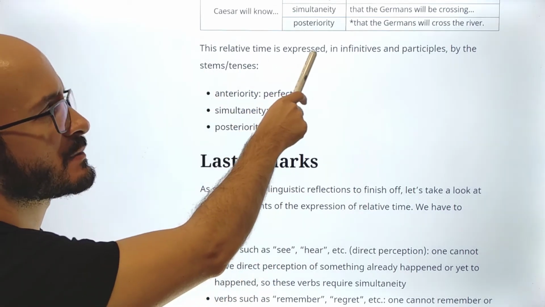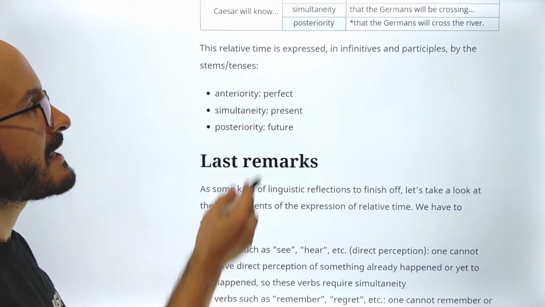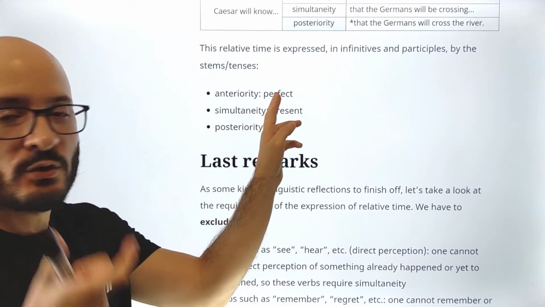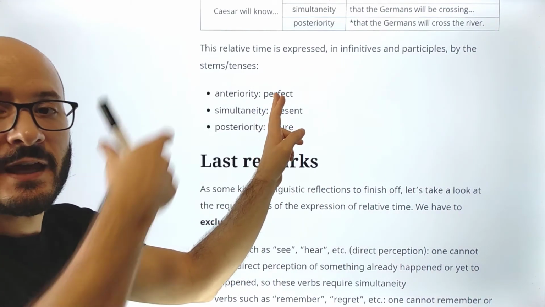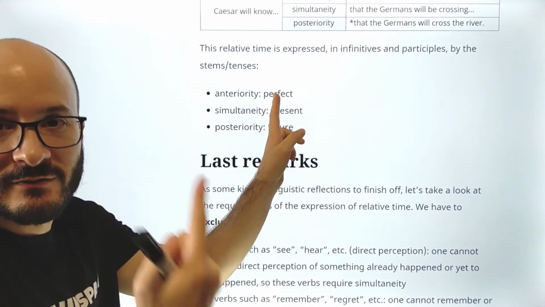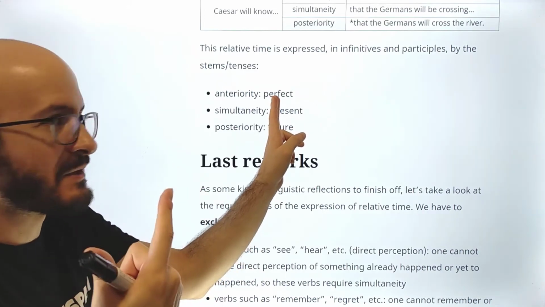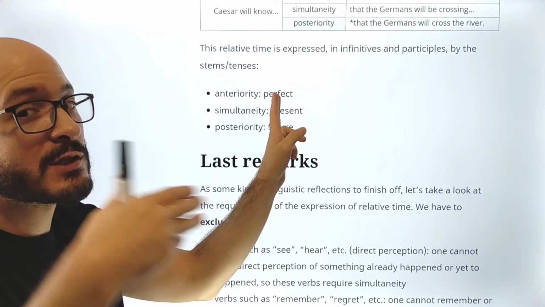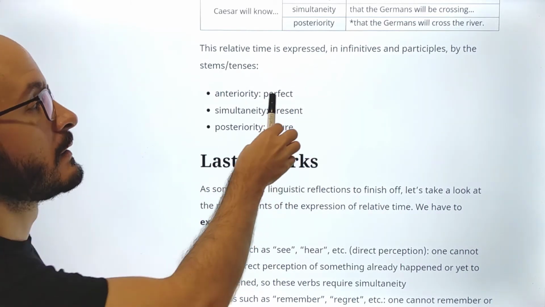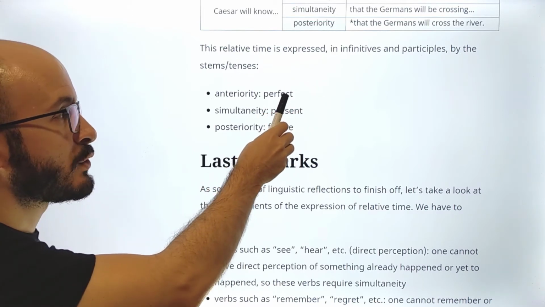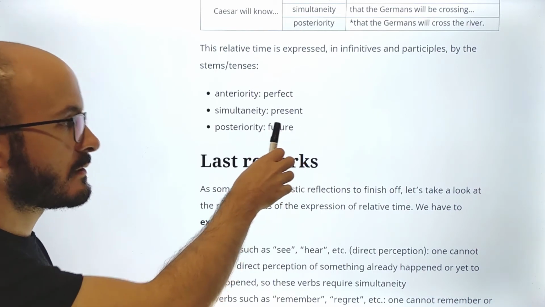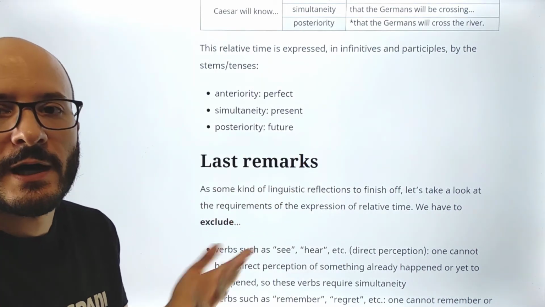This relative time is expressed in infinitives and participles by the stems tenses. Okay, so for example, if we have a perfect infinitive, of course you will see that there is more than one infinitive in Latin. There are 6 infinitives in Latin, etc. They have so many infinitives because they express different things. So the perfect infinitive expresses anteriority, the present infinitive simultaneity, and the future posteriority, etc. Okay, so it's quite easy.